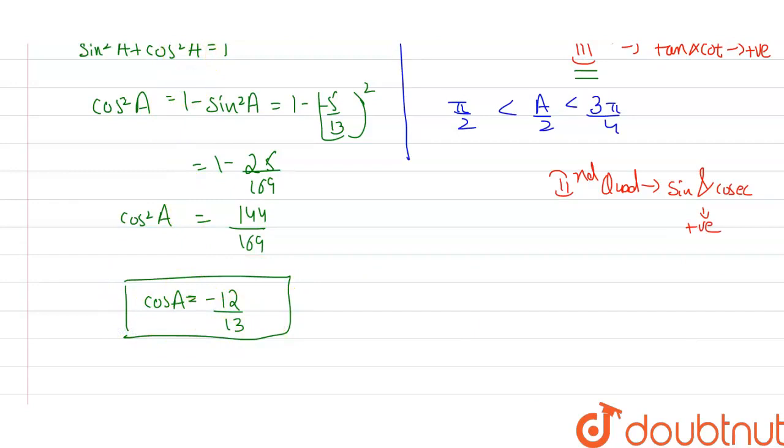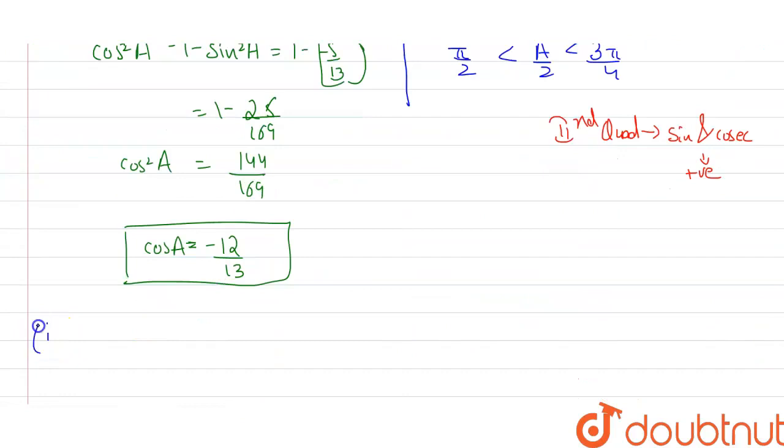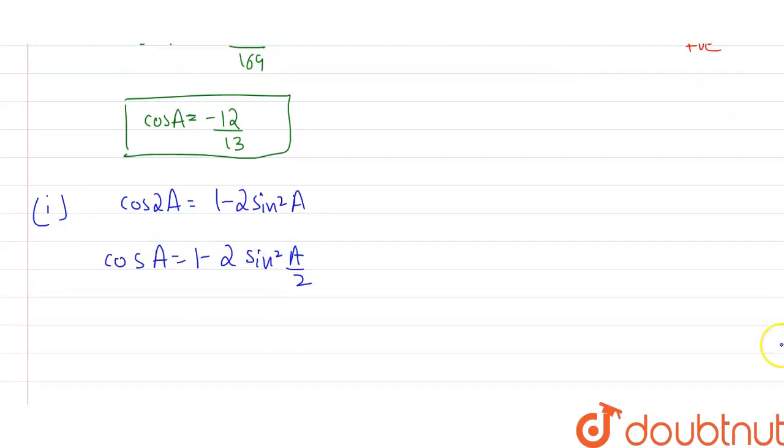Now my first part is sin of A by 2. We know the identity cos 2A equals 1 minus 2 sin square A. If I take the half angle, cos A equals 1 minus 2 sin square A by 2. From this, to find sin A by 2, I can write 2 sin square A by 2 equals 1 minus cos A. What is the value of cos A here?